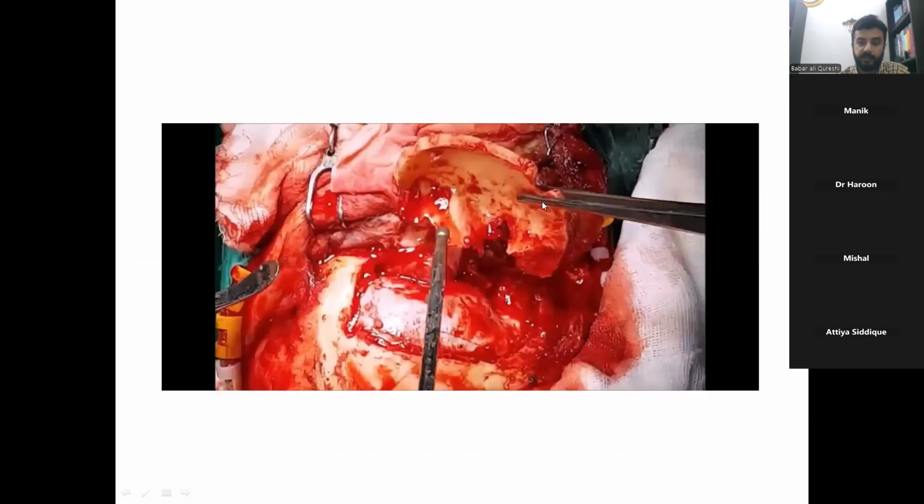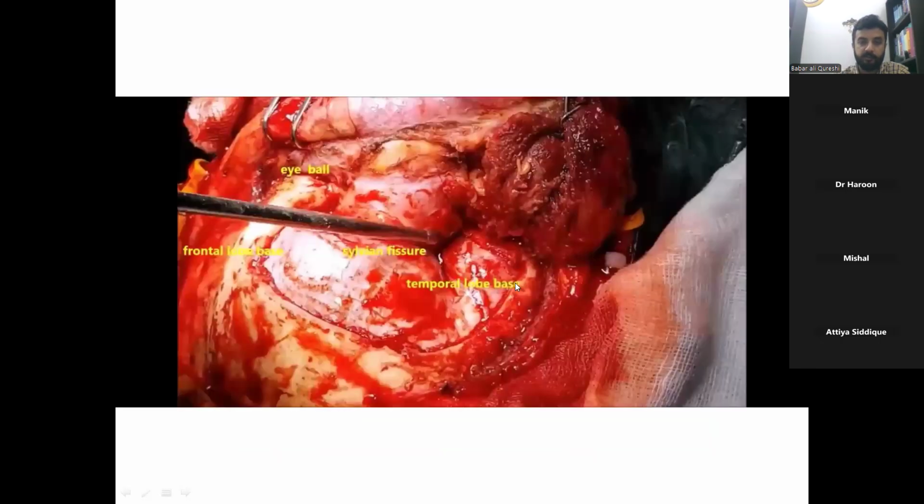Once you lift up the bony part, the bone that we have raised, you are going to see a wide exposure. Here you can identify the structures. This is the frontal lobe. Here we have de-roofed the orbit, and you can see the eyeball here, the Sylvian fissure, and the temporal lobe. So a tumor that is extending into the frontal, temporal, as well as the orbital sphenoid wing meningioma can easily be approached by this.